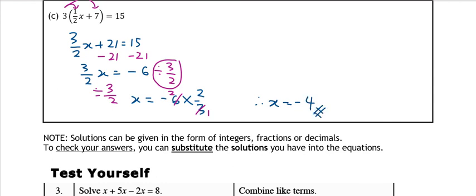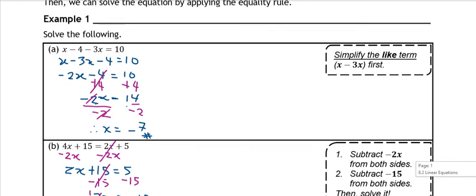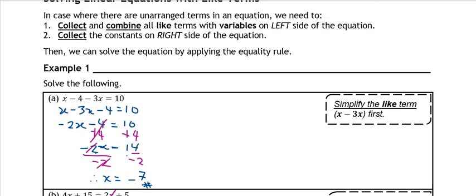So that's basically how you solve linear equations using the equality rule when you have brackets and when you have terms that you need to simplify first. So that's it. Thank you very much and see you again.